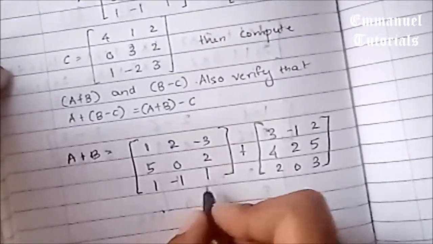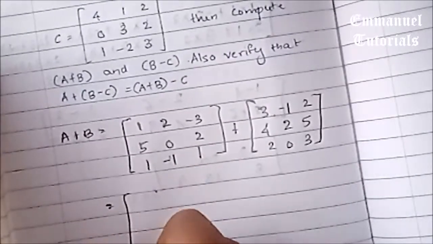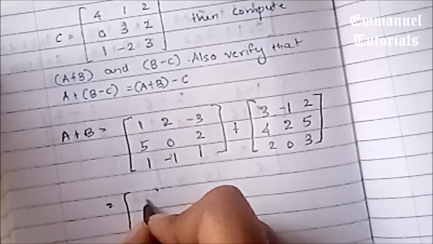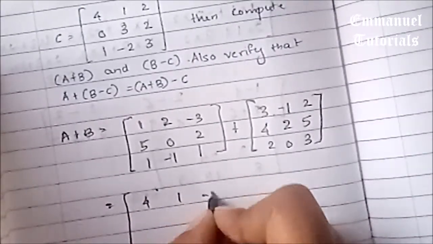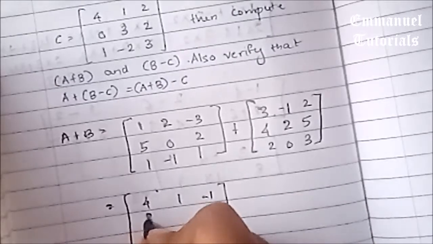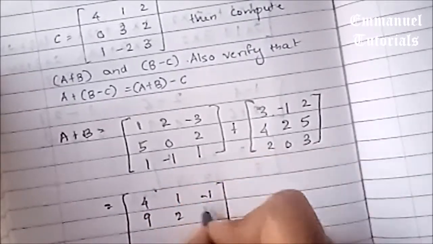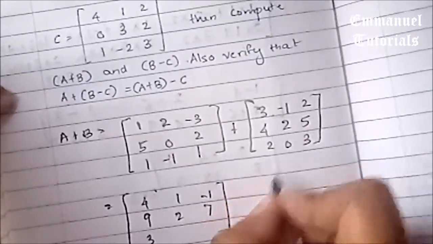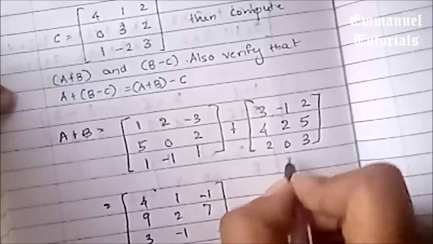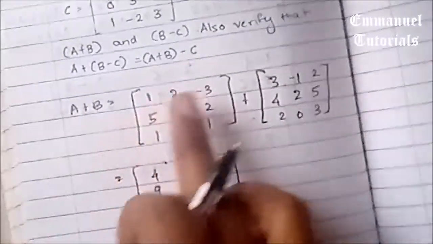Now let's add each of the terms. This is equal to 1 plus 3 is 4, 2 minus 1 is 1, minus 3 plus 2 is minus 1, 5 plus 4 is 9, 0 plus 2 is 2, 2 plus 5 is 7, 1 plus 2 is 3, minus 1 plus 0 is minus 1, 1 plus 3 is 4. We have got A plus B now.